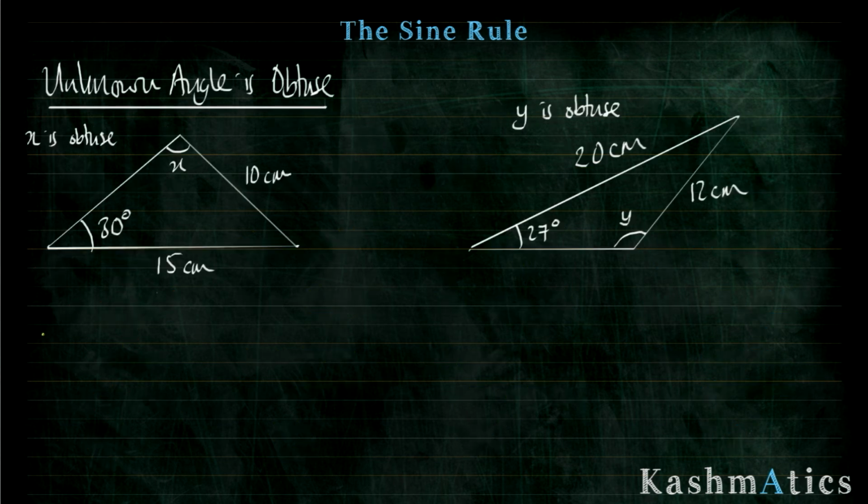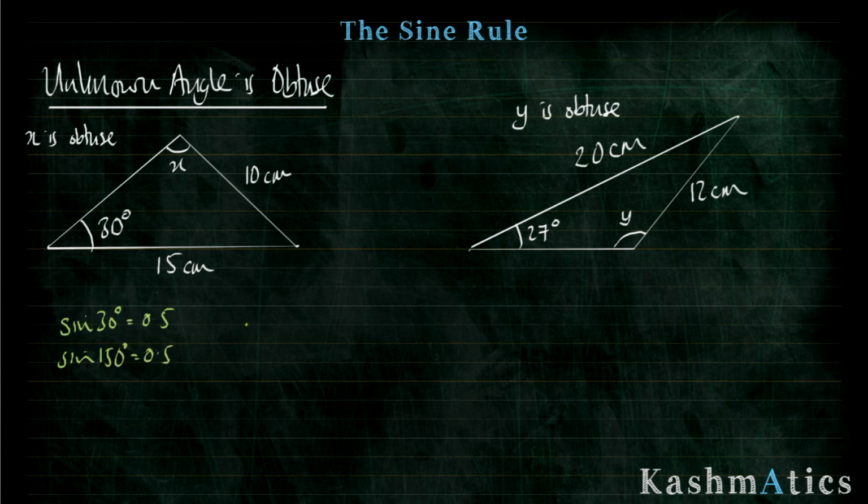Okay, and lastly, we have a special case scenario, and this is where the unknown angle is obtuse. And you might wonder why the angle doesn't just come out as an obtuse angle. And the reason for that is this, because if you did the sine of 30, you'd find it's 0.5. But if you did the sine of 150, you'd find that's 0.5 as well.